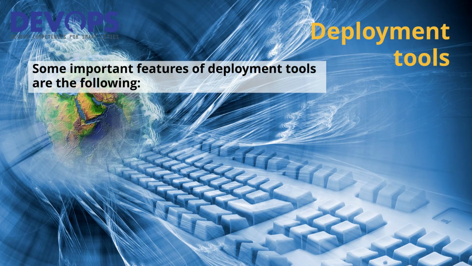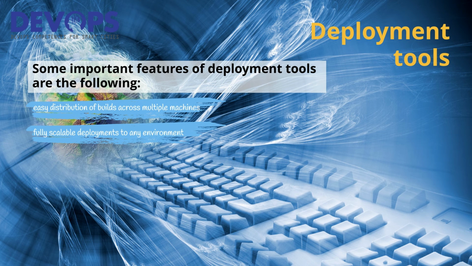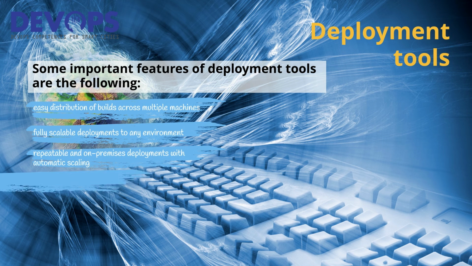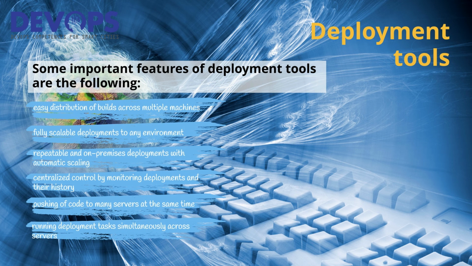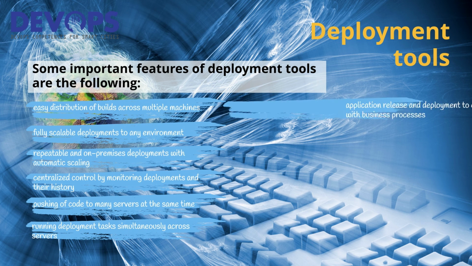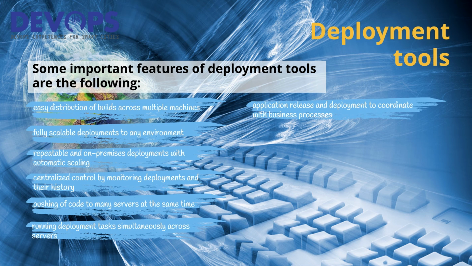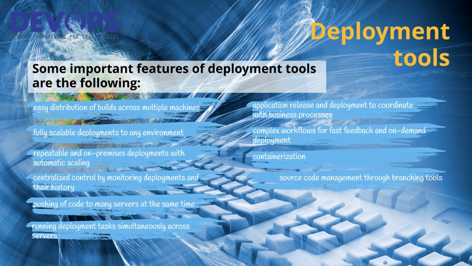Some important features of deployment tools are the following: easy distribution of builds across multiple machines, fully scalable deployments to any environment, repeatable and on-premises deployments with automatic scaling, centralized control by monitoring deployments and their history, pushing of code to many servers at the same time, running deployment tasks simultaneously across servers, application release and deployment to coordinate with business processes, complex workflows for fast feedback and on-demand deployment, containerization, source code management through branching tools, etc.